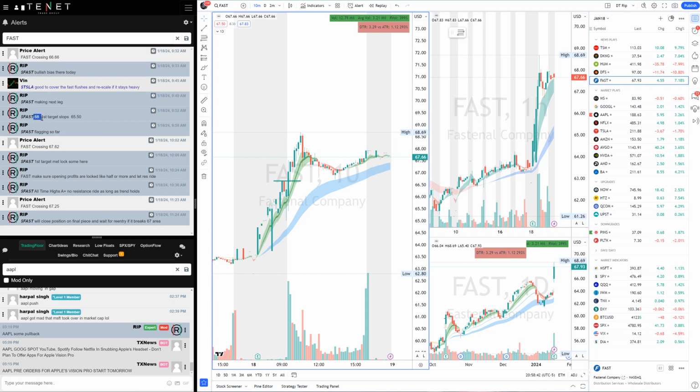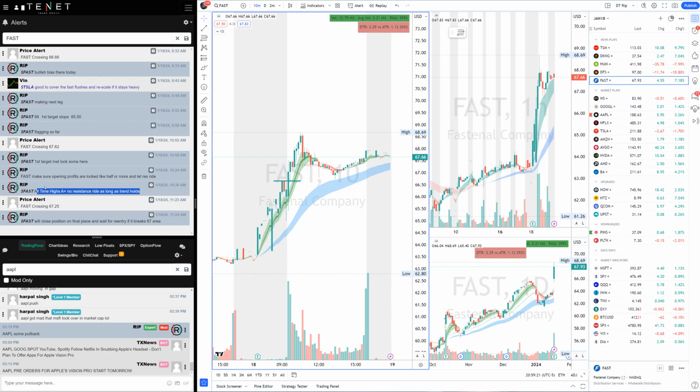I gave 68 as my first target, and I gave stops of 65.50. Even if you added at 10 a.m., a little later, you were risking about $1.50, and then you made $1.50. One-to-one, not always the best, but still green is green. It was flagging, and you can see my timestamp guidance. First target met, lock there, move the stops to break even. You add here, I gave you the stops, and then make sure you lock your profit.